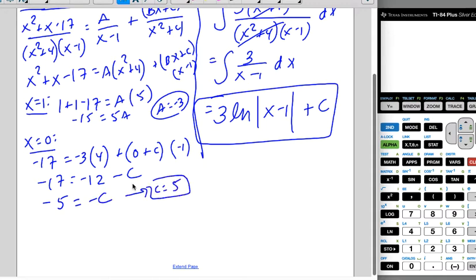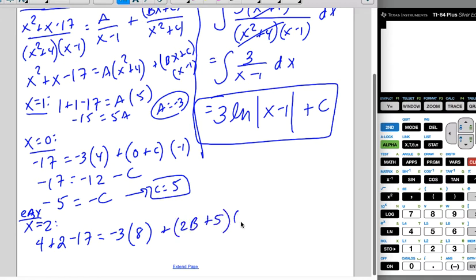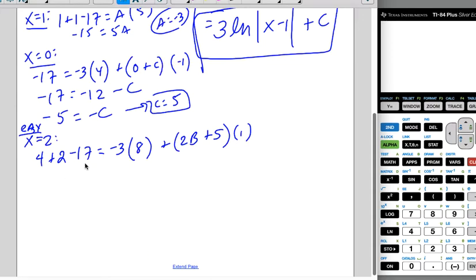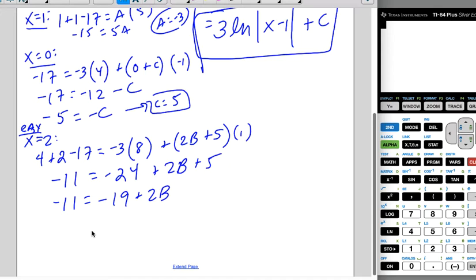Now that I know a and c, I can pick literally any easy number to find b. I'm going to pick 2 because I always think 2 is the easiest other option. So I'm going to pick 2. That's going to be 4 plus 2 minus 17. On the other side, I'm going to get my a times an 8 plus 2b plus c times a 1. So that's going to end up giving me a negative 11 equals negative 24 plus 2b plus 5. So I get negative 11 equals negative 19 plus 2b. I add the 19 over and get 8 is 2b, so b is 4.